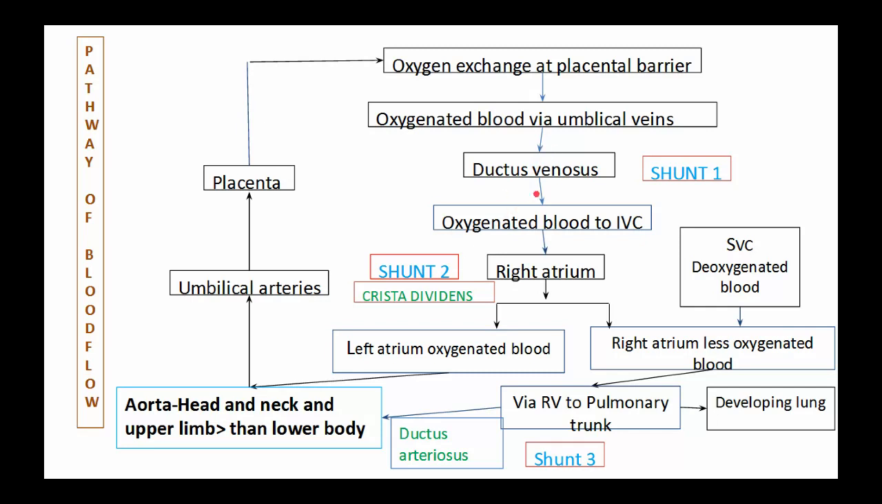Then this oxygenated blood is directed towards the inferior vena cava. Inferior vena cava valve will direct most of the blood towards the right atrial crista dividens. Now, crista dividens is the free margin of the septum secundum at the foramen ovale. So our first shunt was at the ductus venosus, which was directing most of the umbilical vein blood into the inferior vena cava. So most of the oxygenated blood through the heart is pumped towards the developing pharyngeal arches and the developing brain, as well as the developing upper limb.